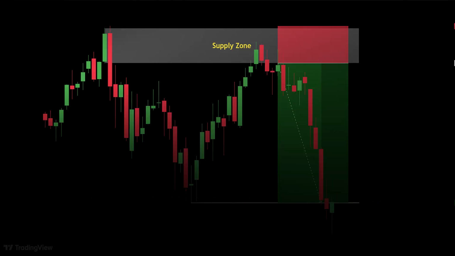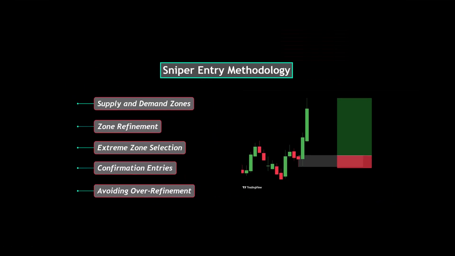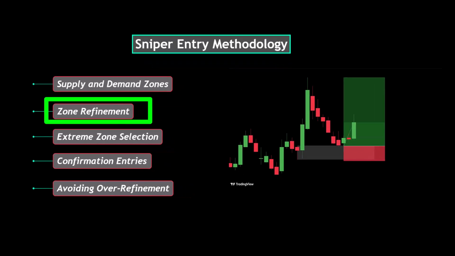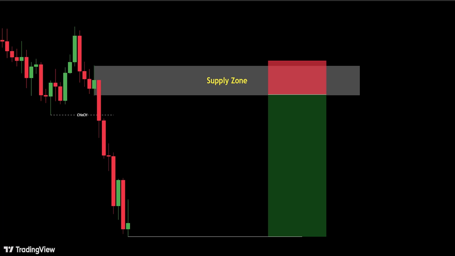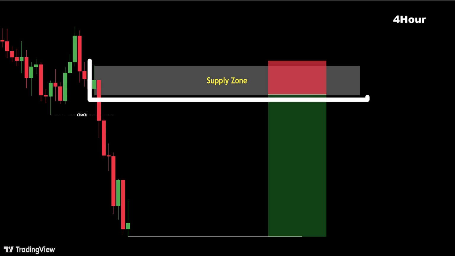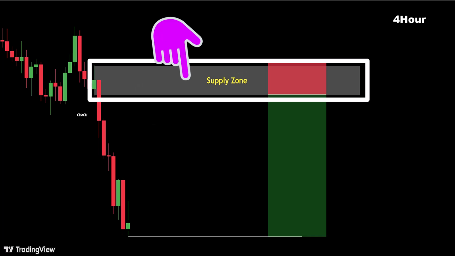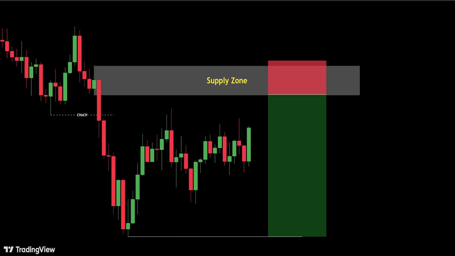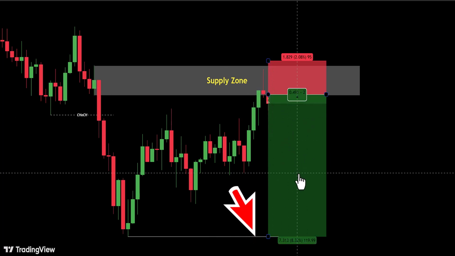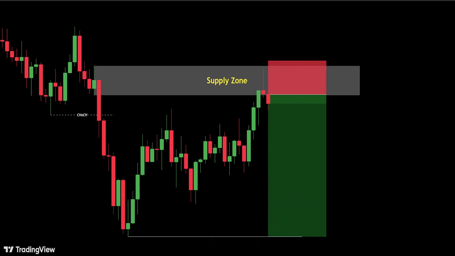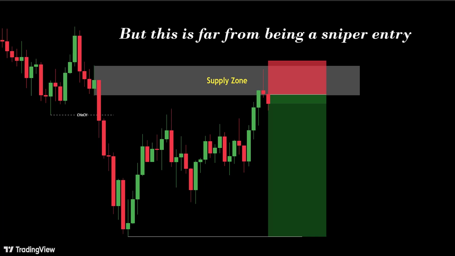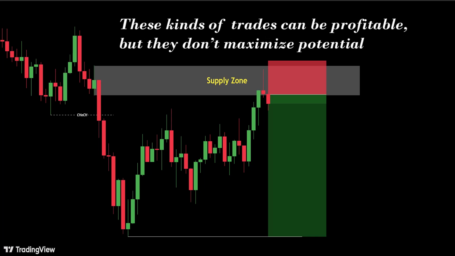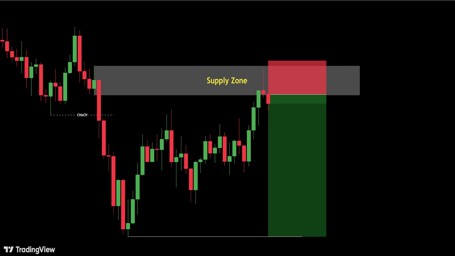Now that you have had an idea of what these zones are, let's move straight into zone refinement to catch those sniper entries. Here's how zone refinement works. Let's say we start on the 4-hour chart looking at a supply zone. We plan to sell from when the price comes back to it. Now that the price has eventually returned, our target is going to be this recent low. This gives us a position with a 4-to-1 risk-to-reward ratio. That means risking 1% to make 4%, or risking $1 to make $4. This is not bad actually, but it's far from being a sniper entry. These kinds of trades can be profitable, but they don't maximize potential.